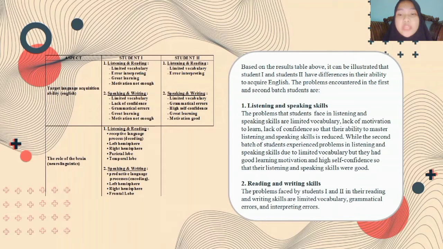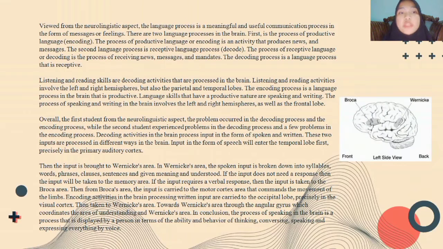The second is reading and writing skills. The problems faced by students 1 and 2 in their reading and writing skills are limited vocabulary, grammatical errors, and interpreting errors. From the neurolinguistic aspect, the language process is a meaningful and useful communication process in the form of messages or feelings. There are two language processes in the brain.